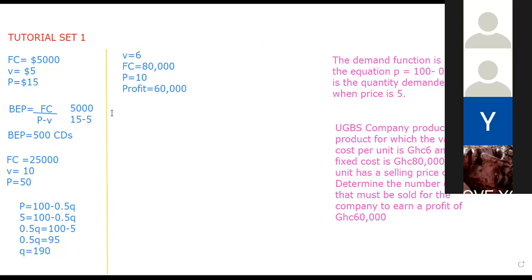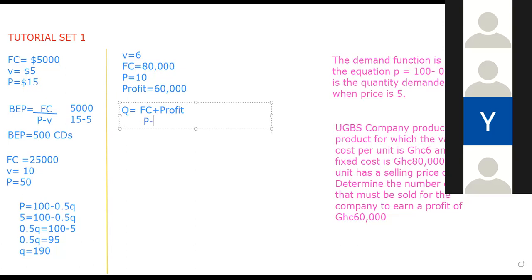I gave you a particular formula that, when you have to find a quantity that can give you a particular profit. Do you remember that formula? Yes, sir. So give me that formula. So the quantity is what? Fixed cost plus what? The profit, all over what? Price minus variable cost. That's it. So just put this one in there, you find your quantity.